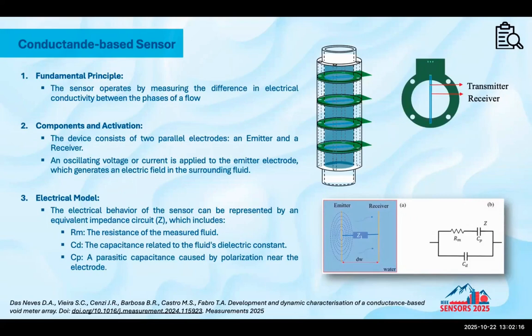The fundamental principle is to measure the difference in electrical conductivity between the phases of the flow. In this case, the water is conductive and the gas is the non-conductive phase. Here you have the electrodes. We have 4 electrodes here, where one line is the transmitter and the other is the receiver. We apply an oscillating signal in the transmitter and measure it in the receiver. Here we have our electrical module with a resistor and capacitor.